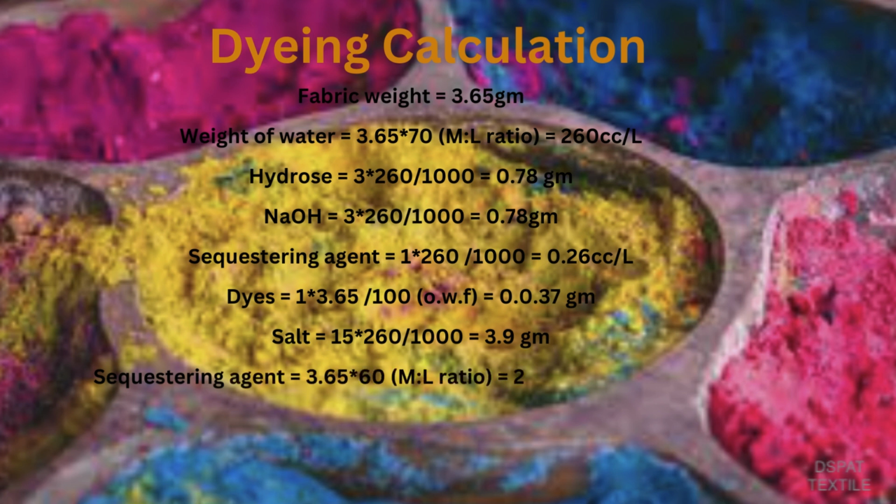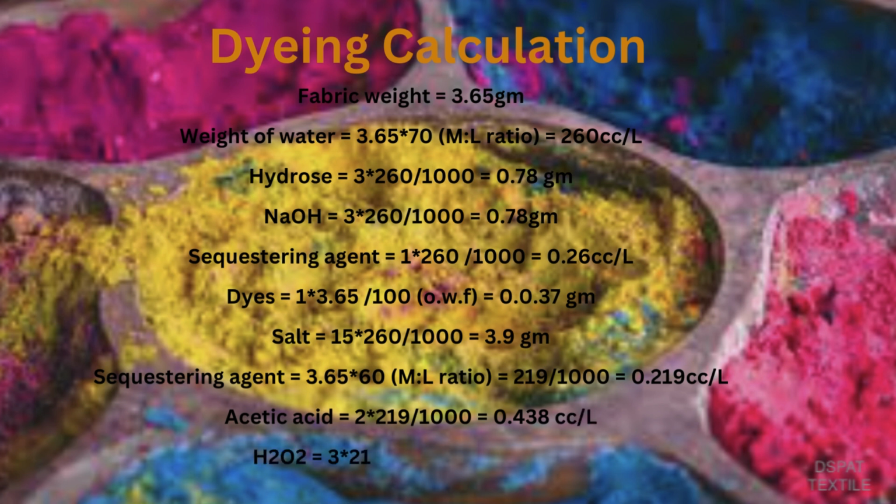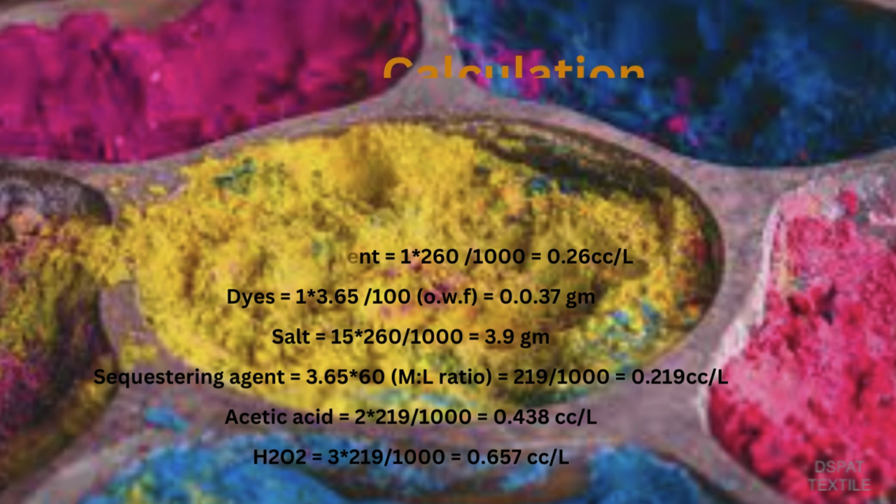Dyes is equal to 1 times 3.65/100, O.W.F. equals 0.37 gm. Salt equals 15 times 260 divided by 1000 is equal to 3.9 gm. Sequestering agent is equal to 3.65 times 60 ml. Ratio equals 219/1000 equals 0.219 cubic centimeters per liter. Acetic acid equals 2 times 219 divided by 1000 is equal to 0.438 cc/L. H2O2 equals 3 times 219 divided by 1000 is equal to 0.657 cc/L.